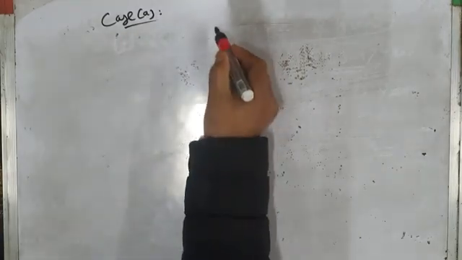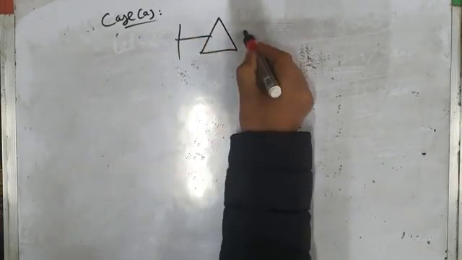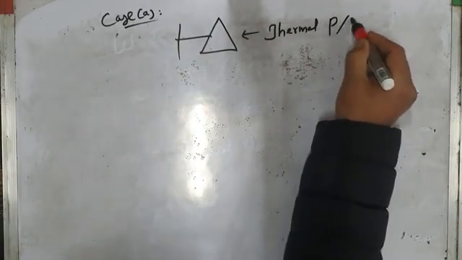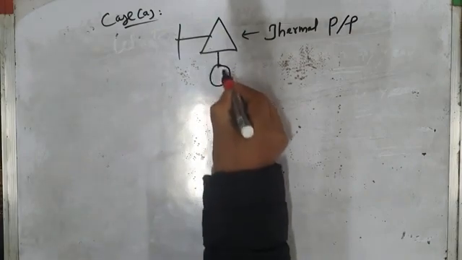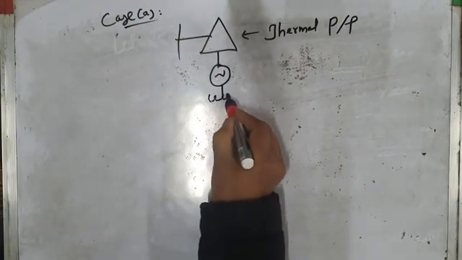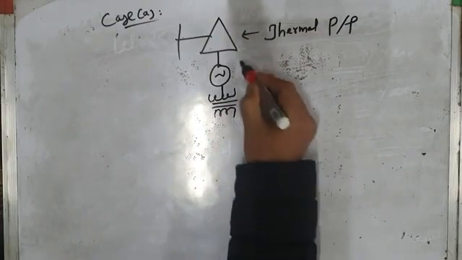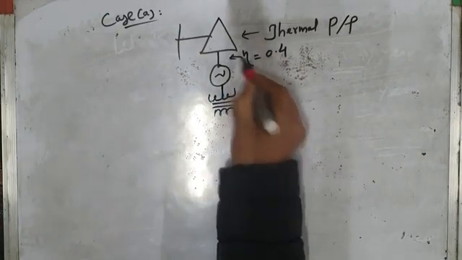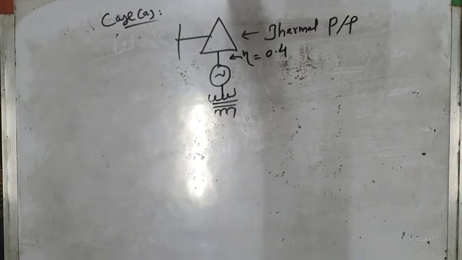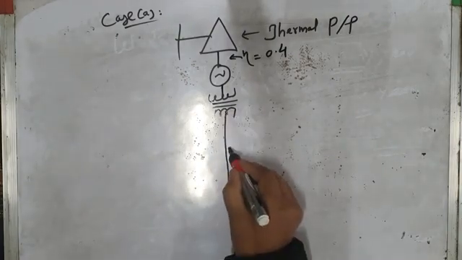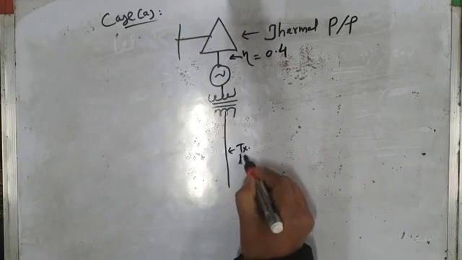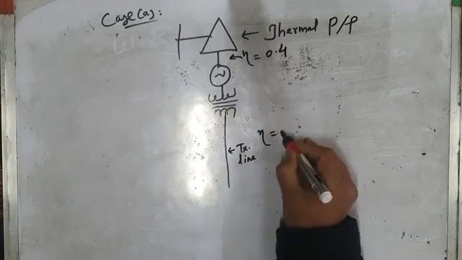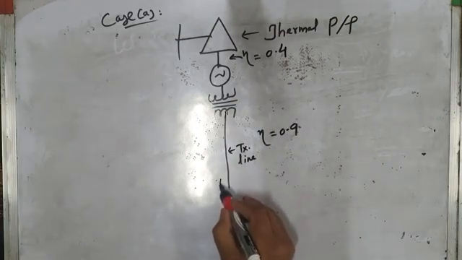Case a thermal power plant. This is a thermal power plant. I will write here, diagram for thermal power plant. At this thermal power plant, we are generating the electrical energy. The efficiency of this thermal power plant is very poor. It is just 40%, that is 0.4. Then this is the transmission line. Through this transmission line, power is transmitted. The efficiency of this transmission system is 90%. Transmission system is highly efficient.